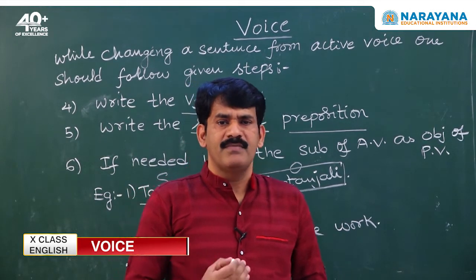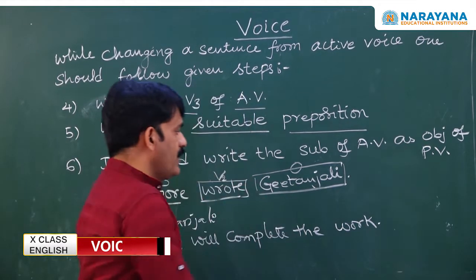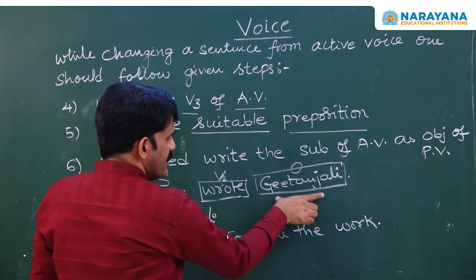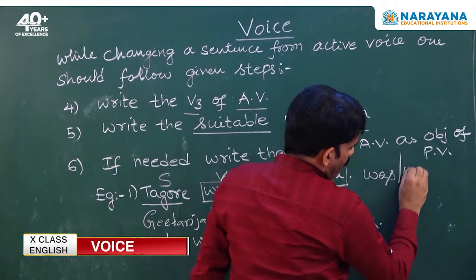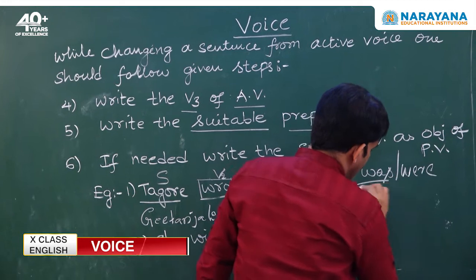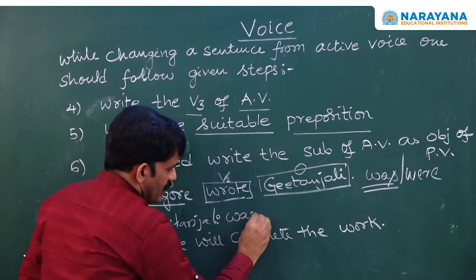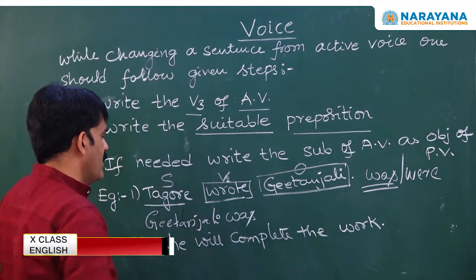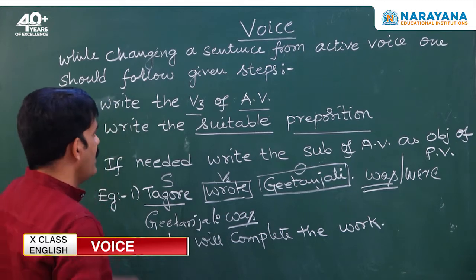The B forms are simple past tense, was or were. Now the object is singular. Gitanjali is singular. Then what is the B form I am supposed to take? Can I take was or were? As the object is singular, I have to take only was. So now, Gitanjali was.